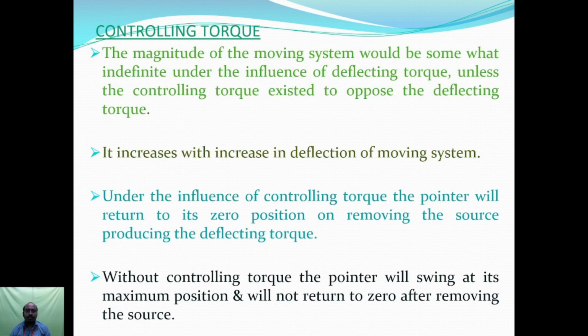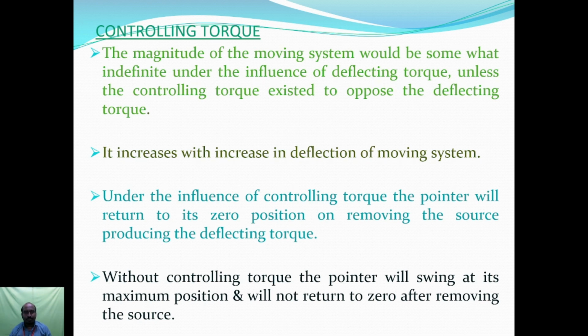The second one is controlling torque. So we have already produced a deflecting torque. The torque must be controlled at a particular point of measurement. The pointer should not move beyond that. So we need a controlling torque to make the pointer steady.